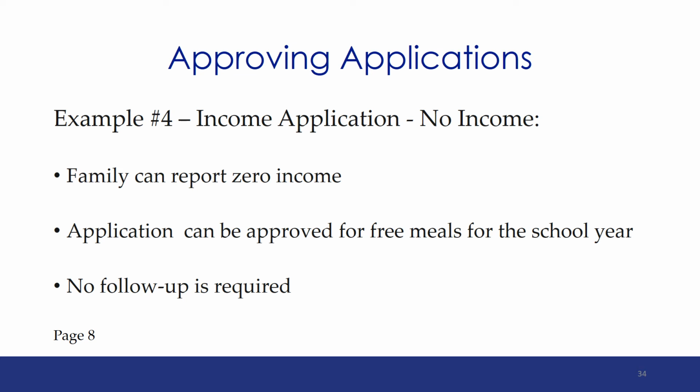In looking at this example, we have Ben Jones listed at the top of the application, and in Part 3, we have Sarah and Ben listed as household members with no income reported. She has signed the application and reported the last 4 digits of her Social Security number. In the bottom portion of the application, the household size is 2. Total income is 0. Ben qualifies for free meals based on household size and income. No additional follow-up with his household is required. The determining official has signed and dated the application.